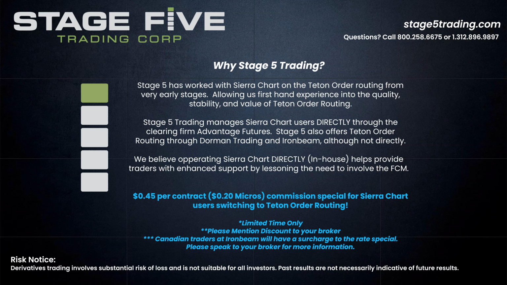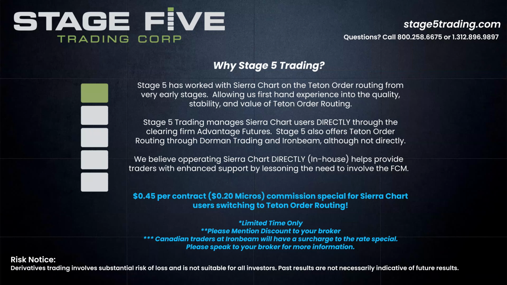All right. Because of our excitement and everything that we believe this product is providing in terms of value and excellence, Stage 5 wants to come to the table to further enhance that for traders. So we have a special commission rate out there currently for users switching over to Teton, and that's 45 cents a contract, or 20-cent micros. And then of course that's plus exchange and NFA fees. But in this instance with Teton, you have no transaction or order routing fee, so you get to save there as well. But it's a really great special.